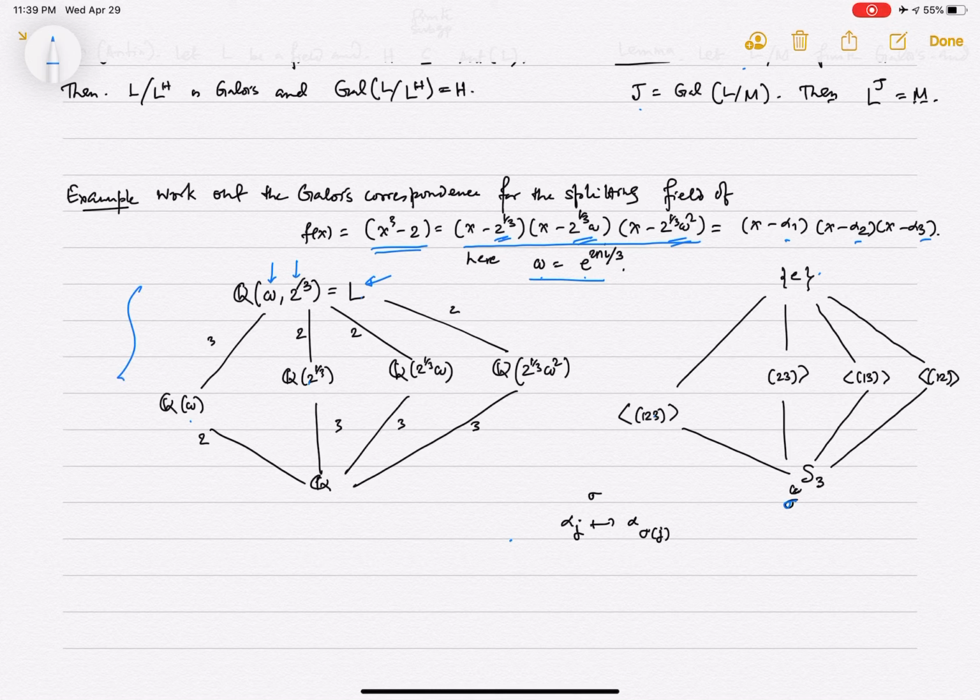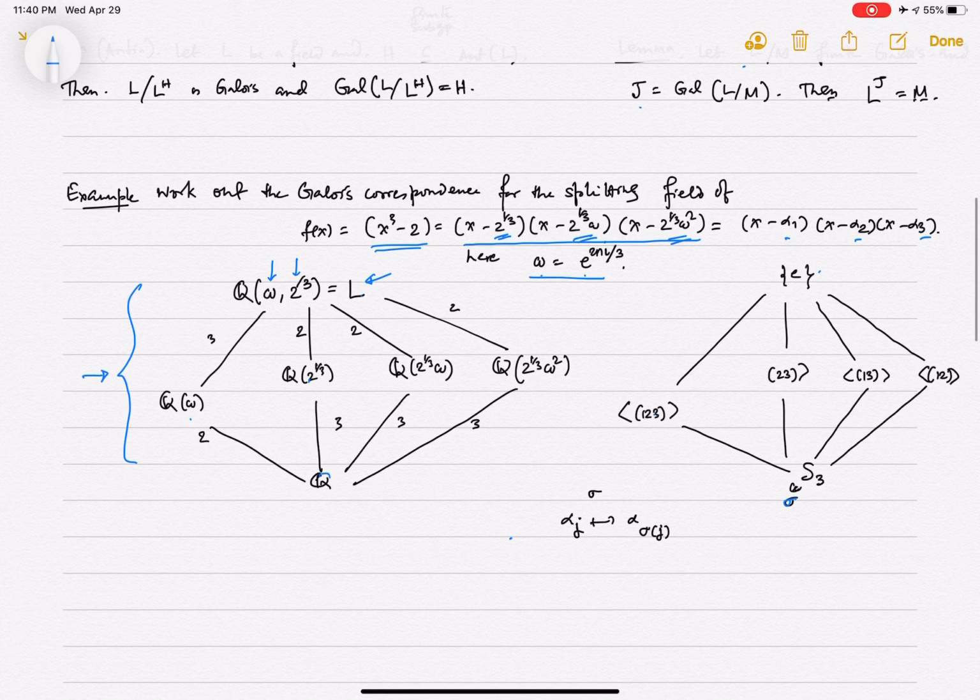This is a degree 6 Galois extension. We have seen that already. It's a splitting field extension, and we are in characteristic 0, so all finite extensions are separable. So this is Galois with Galois group S3. We didn't quite prove that, but I claim that's so. We know that it's a degree 6 extension.